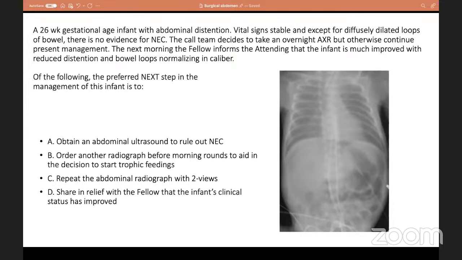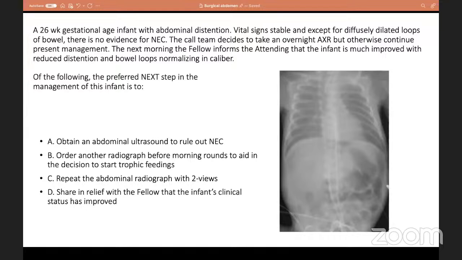And why don't you want to do the abdominal ultrasound? Because there are no signs of NEC, and you cannot get any benefit from doing the ultrasound. It's already mentioned there in the scenario. There are diffusely dilated loops, and there is no evidence of NEC.